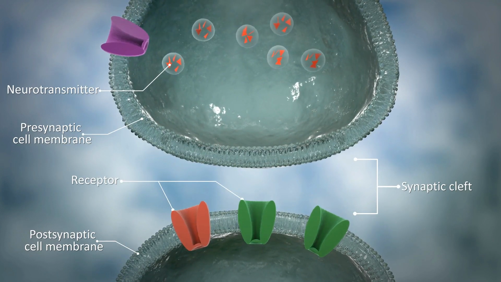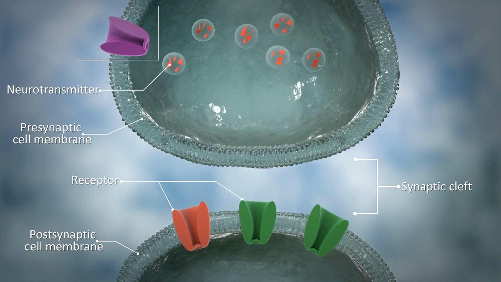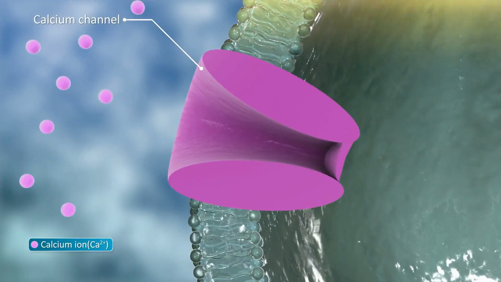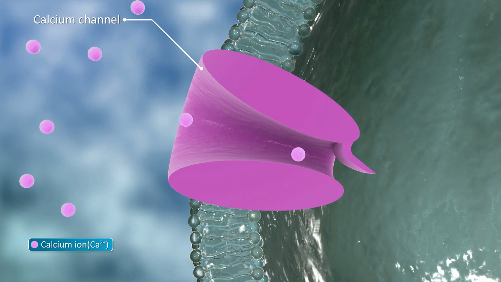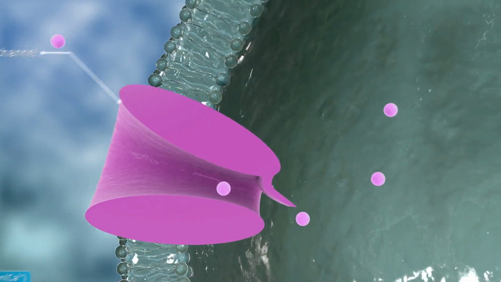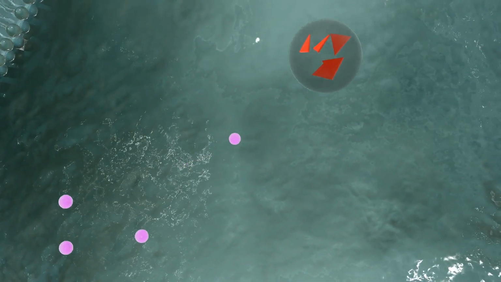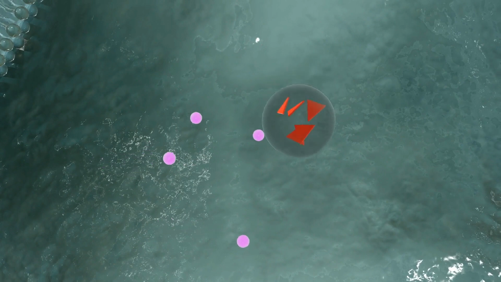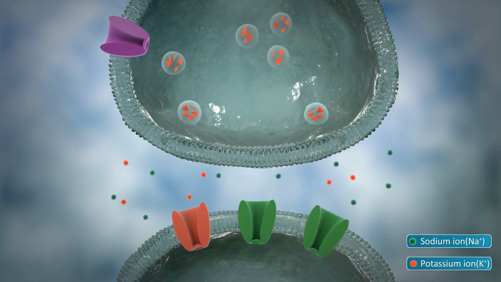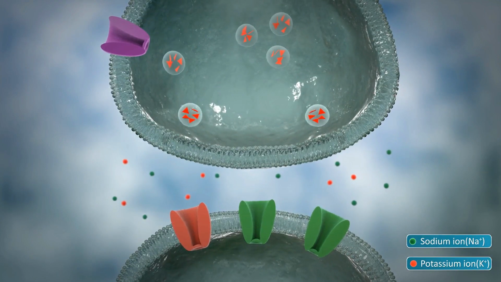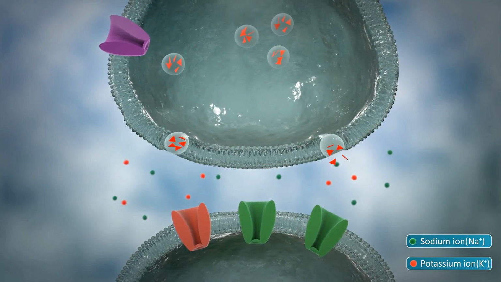the postsynaptic cell membrane. When the action potential arrives at the synapse, it opens voltage-gated calcium channels, resulting in an inward flow of calcium. The calcium binds to the vesicular membrane. This binding activates the vesicles to fuse with the presynaptic membrane. As fusion occurs, neurotransmitter molecules are released into the synaptic cleft.